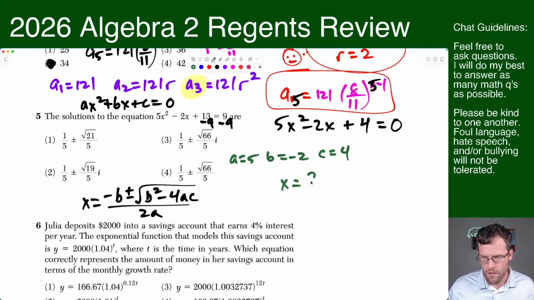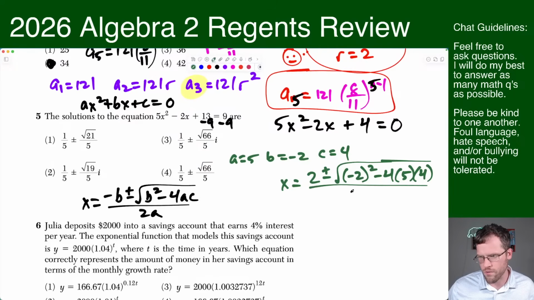So it would be 2, and then plus or minus the square root of negative 2 squared minus 4 times 5 times 4, all over 2 times a. Okay, cool. So from here, once we plug everything in, now just simplify carefully. So now we have x equals 2 plus or minus, and on the inside here.